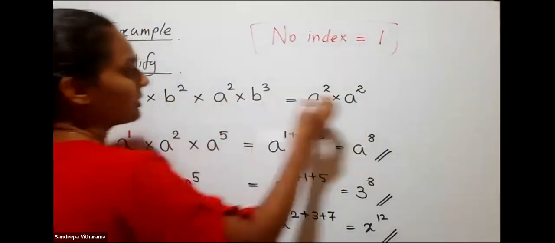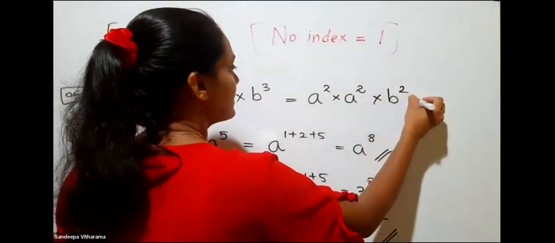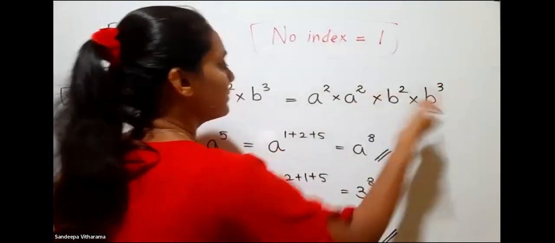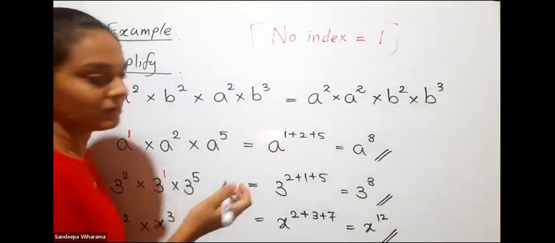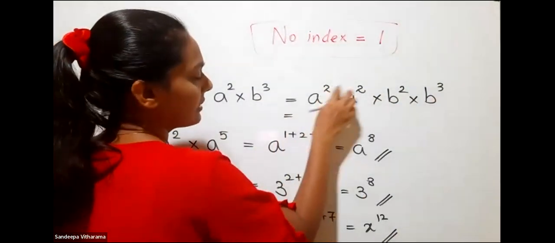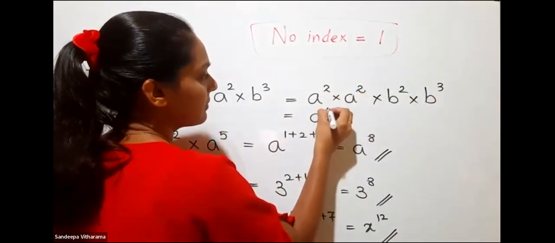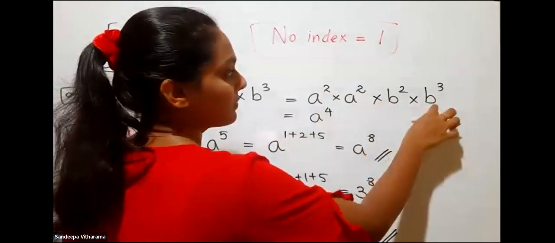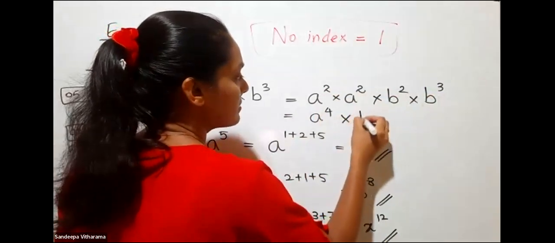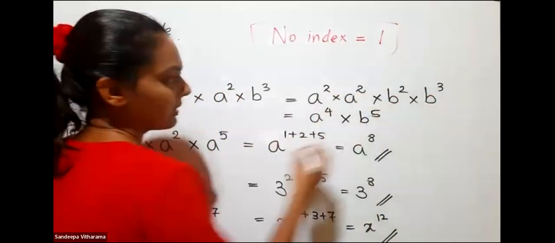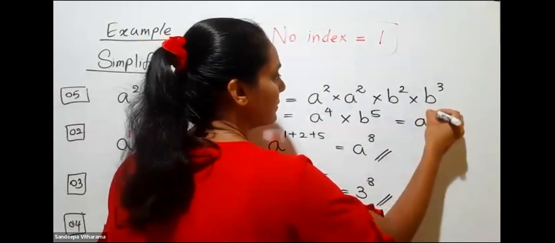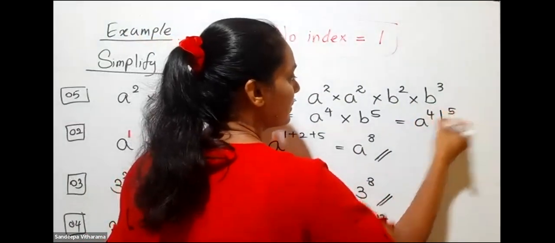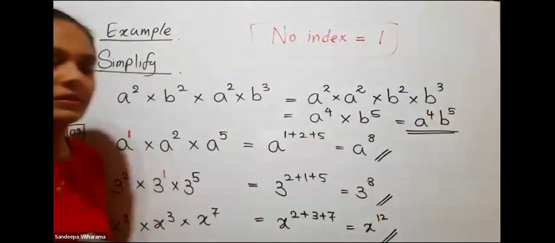Then b to the power of, likewise, you can change in the product. Product එක අපිට මෙහෙම place එක change කරන්න පුළුවන්. And now a to the power of 2 added a to the power of 2 means a to the power of 4. b to the power of 2 plus b to the power of 3 means b to the power of 5. That means we can write a to the power of 4 times b to the power of 5.